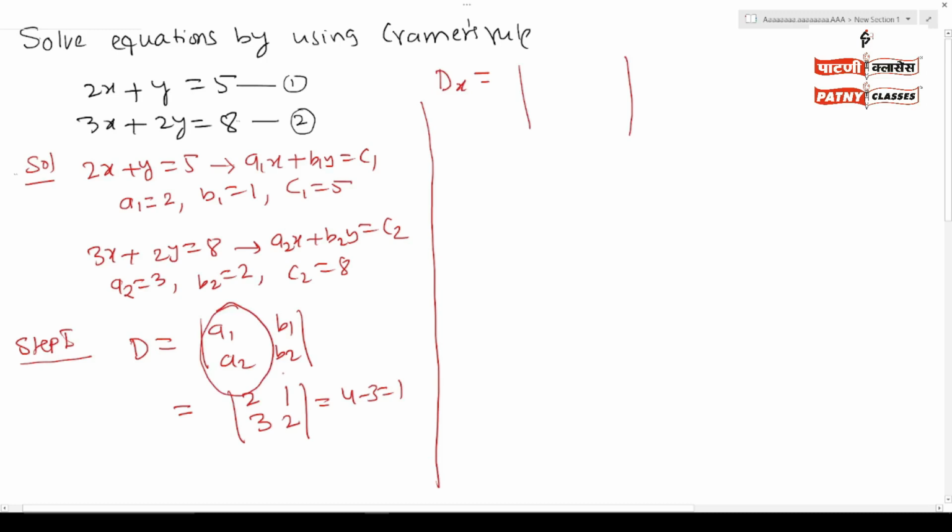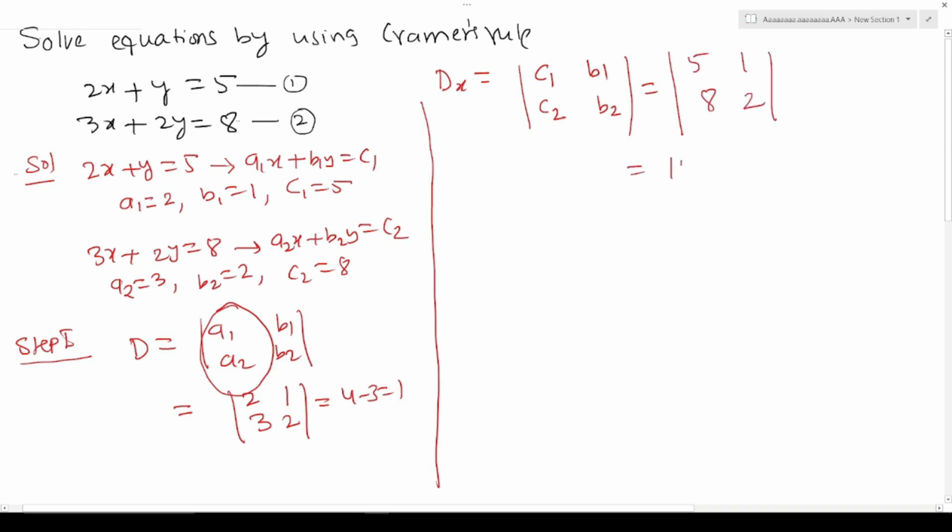Now we'll find Dx. To find Dx, we remove a1, a2, and in place of a1, a2 we write c1 and c2. b1 and b2 are written as they are. So c1 is 5, c2 is 8 and b1 is 1 and b2 is 2. 10 minus 8 equals 2.